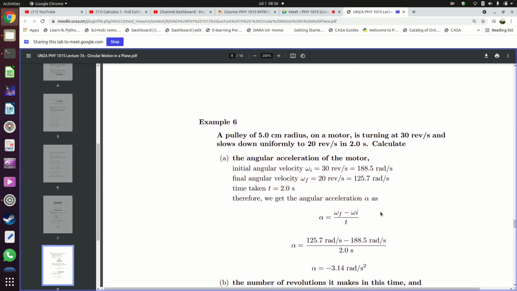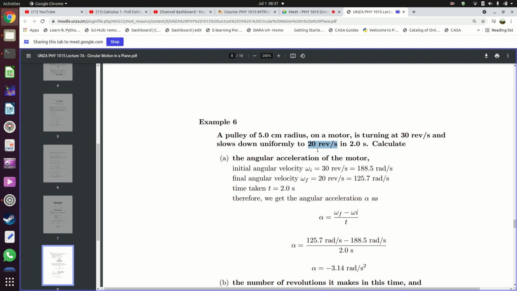So we are told this pulley turns 30 revolutions per second, then it's slowed down. So this is the initial angular velocity, then it's slowed down to 20 revolutions per second in 2 seconds. So this is a slow down. So this pulley slows down. So this is the initial angular velocity. This is the final angular velocity.